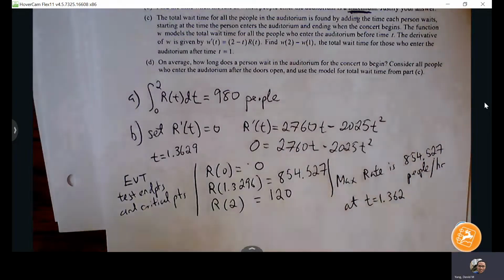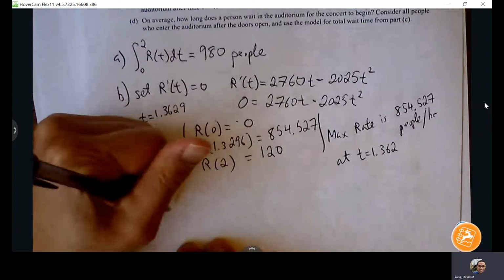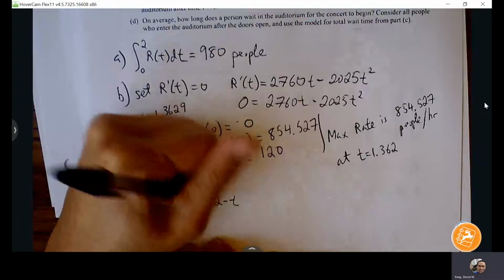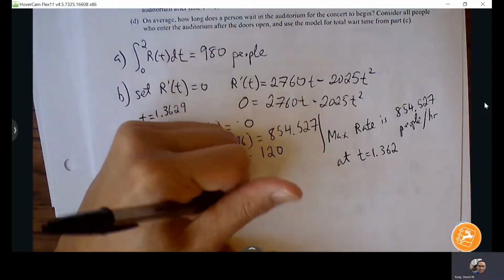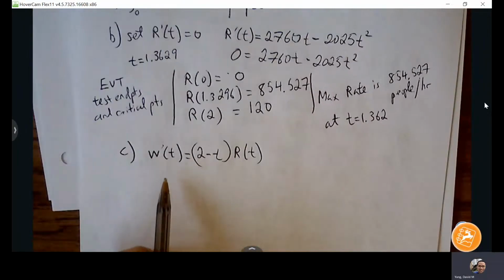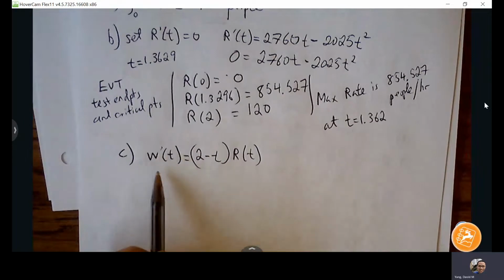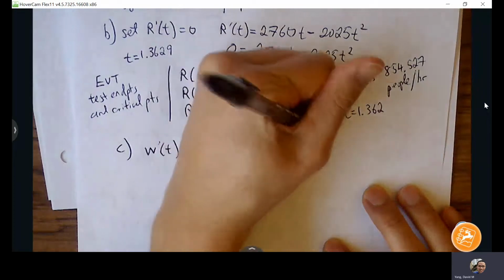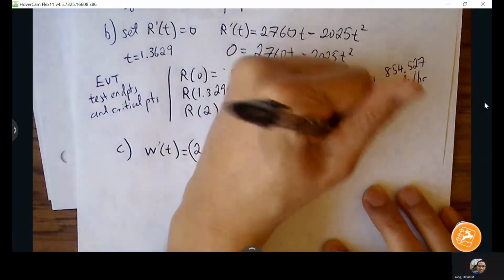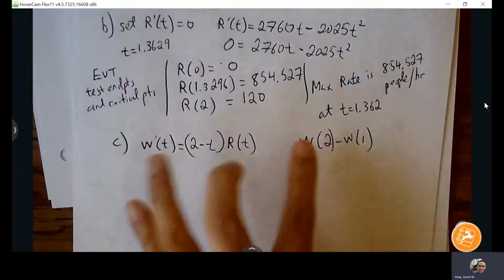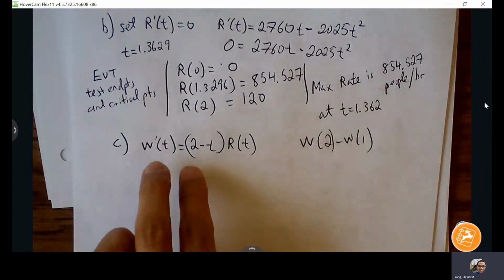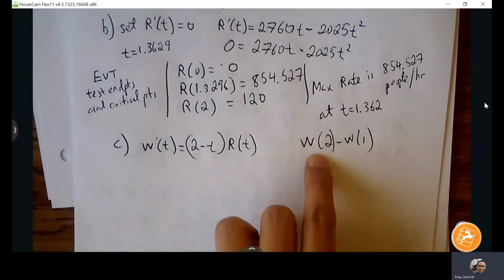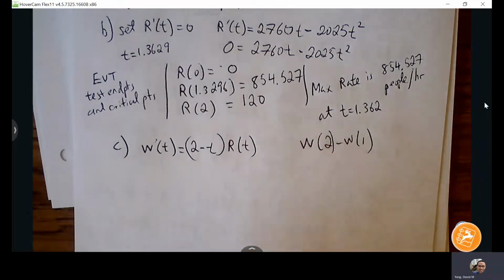So this is what they tell us. They're not giving us the wait time, they're giving us W prime, the rate of the wait time. But ultimately, they want to find out W of 2 minus W of 1. So the question is, how do I link these two together? This is at the derivative level, this is at the integral, and this is at the function level. So we've got to take the integral.